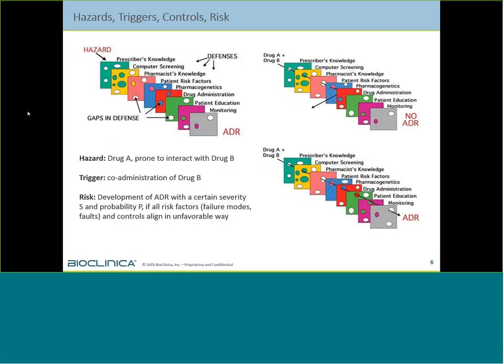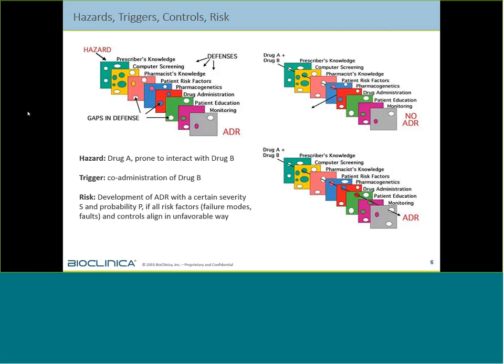This is the airplane industry, and also sometimes called the Swiss cheese model. I'm from Switzerland. That's not the reason why this slide is in, but it always gives me a very good idea when and why something can go wrong. And many times things do not go wrong. That is also, of course, a fortunate circumstance. So we have a hazard, and the hazard we can try to minimize, with prescriber knowledge, with pharmacist knowledge, with patient risk factors, pharmacogenetics, the way how it's administered, with education, with monitoring.